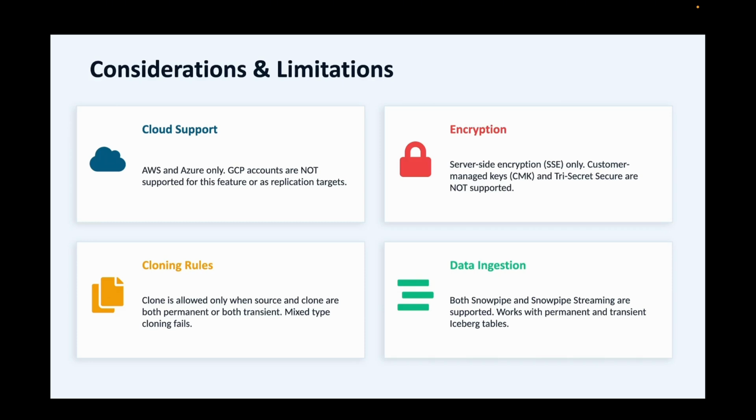Cloning rules. Cloning is allowed only when the source and clone are both permanent or both transient. Mixed type cloning fails. What it means: when you have a permanent Iceberg table on Snowflake storage, you can create a clone of the same permanent table, but you cannot create a transient table out of a permanent table. Similarly, if you create a transient Iceberg table on Snowflake managed Iceberg storage, you can create a clone as a transient table, and you cannot create a permanent table out of that.